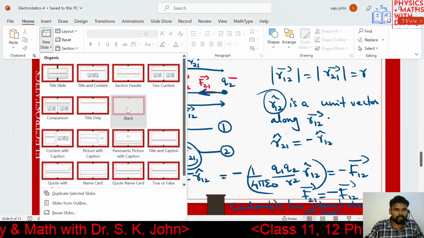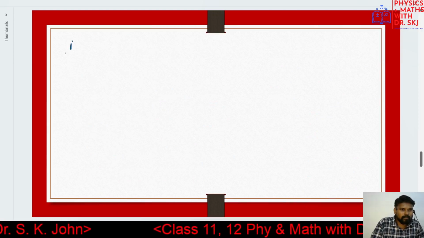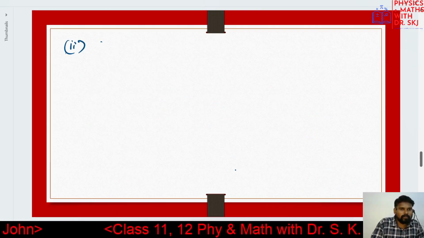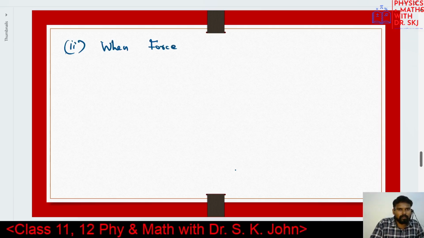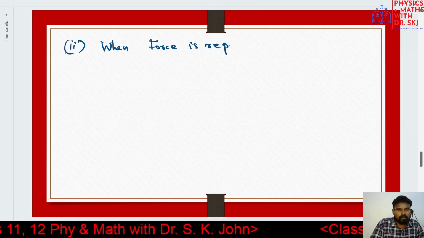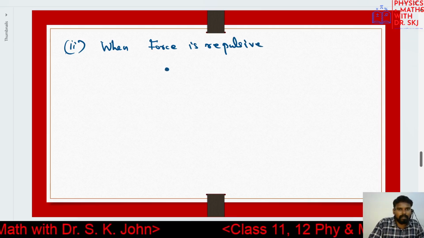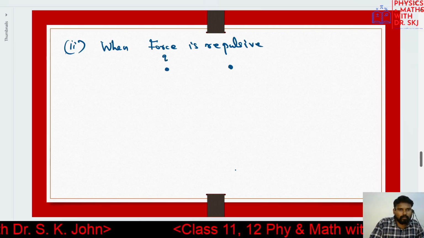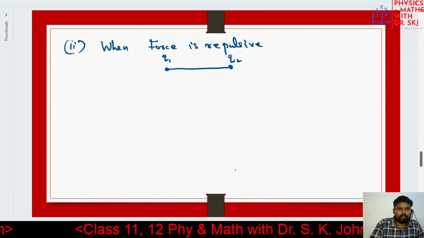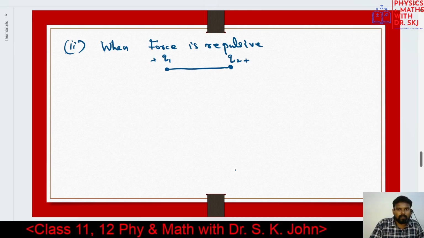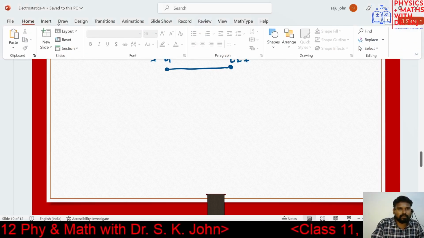Let me add one more page. The second case, when force is repulsive, means the two charges are like charges. Q1 and Q2 are like charges. Let both of them be positive charges, or both be negative charges. Then what will be the direction of forces?